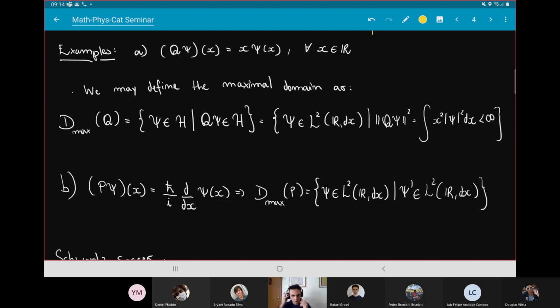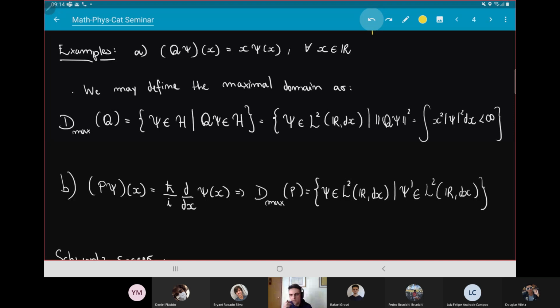Again, working with our position and momentum operators, which we will work on during the talk. The way we define the action of these operators, the prescription, is that for the position operator we just multiply by x, and for the momentum operator we just take the derivative.